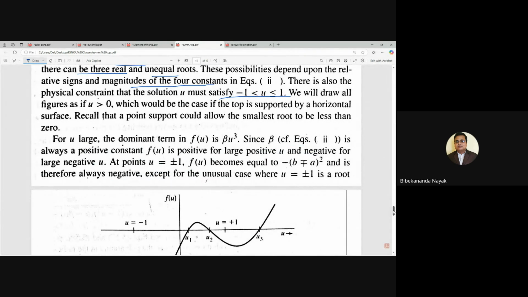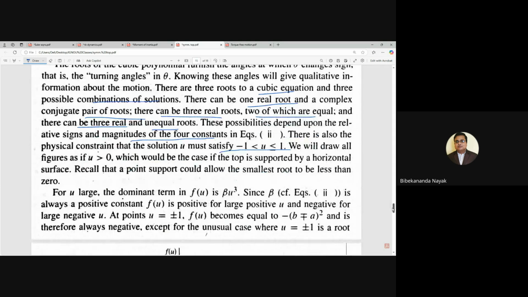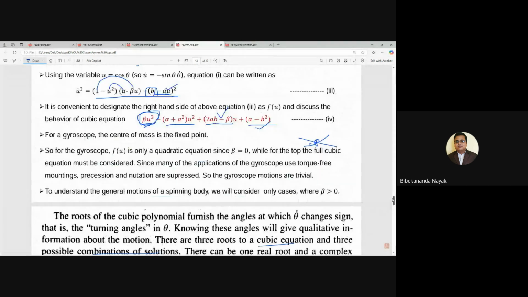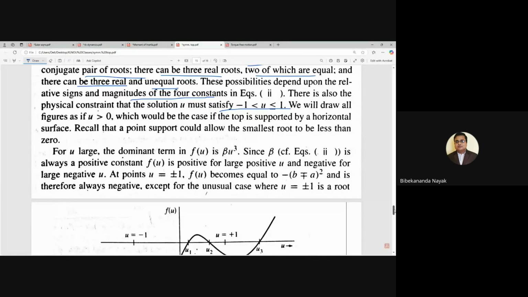Since beta is always positive, beta u^2 is always positive. If u is large and positive, the function is positive, and if u is large and negative, the function is negative. This term is dominant and the others are neglected in comparison to it. So there must be a transition through zero, since it goes from positive to negative.